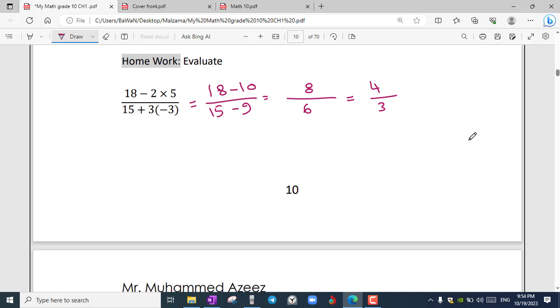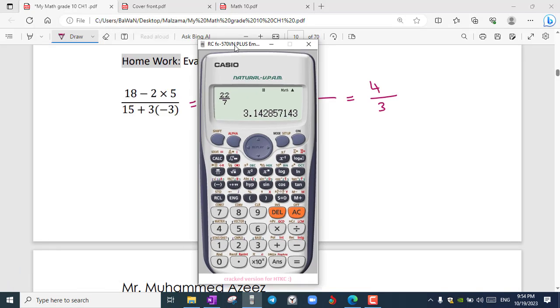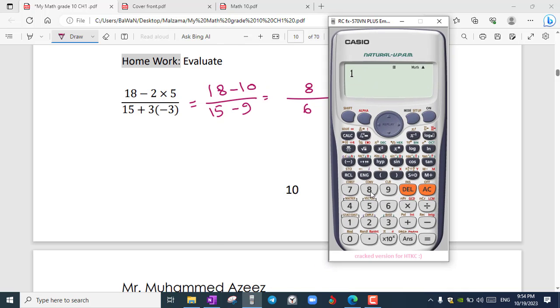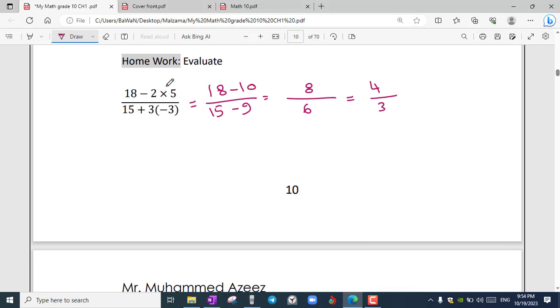If you want to use calculator, then in the calculator, don't do all at once. Do it part by part. For example, I'm going to write 18 minus 2 times 5. This will be 8. See, when you are using calculator, do each part separately. Don't do all at once.